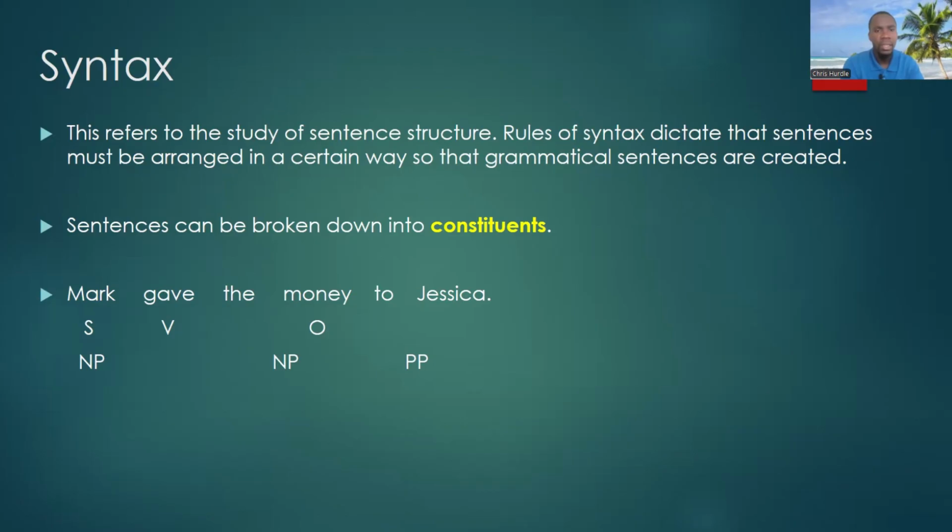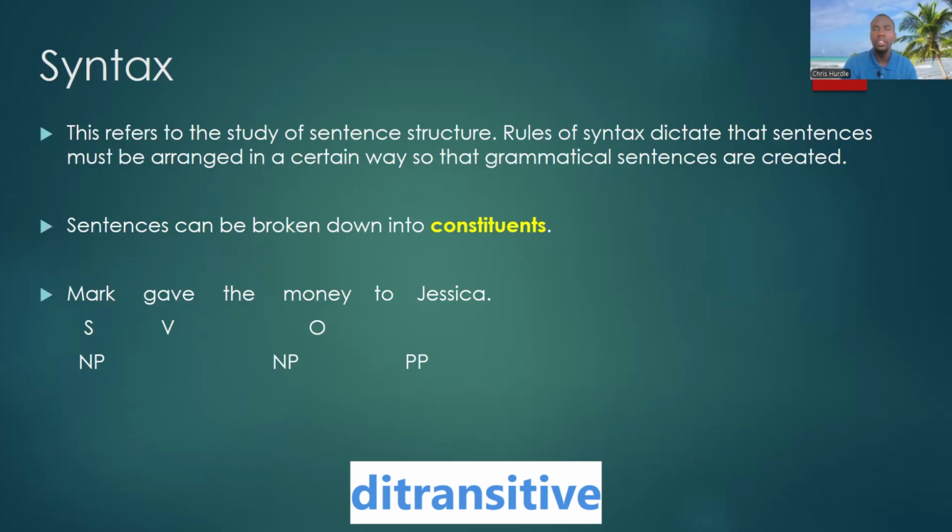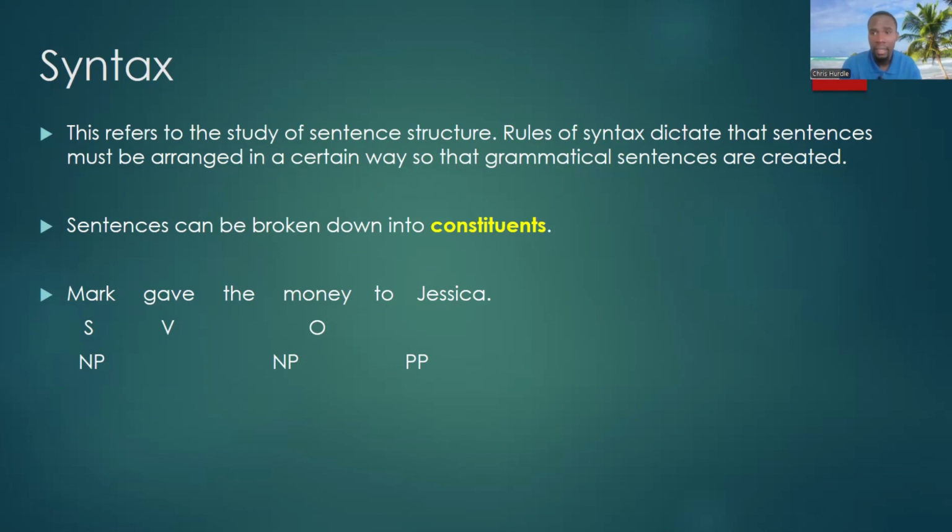Now, if you look at this sentence, you will see that there are two objects, the money and to Jessica. Now, give is an example of a ditransitive verb, which means that it requires two objects. It requires a direct and an indirect. The direct is going to be the object.